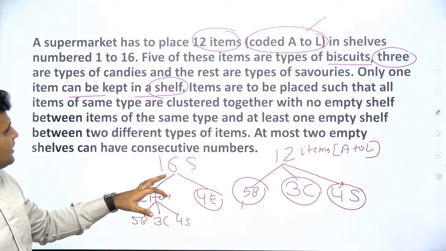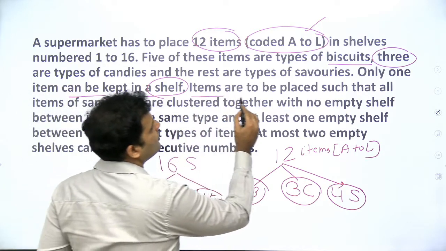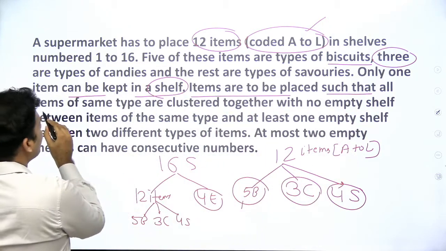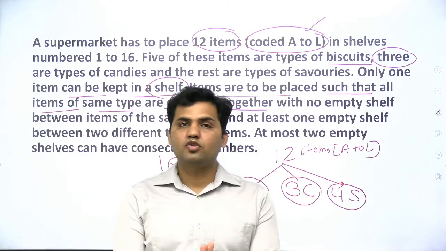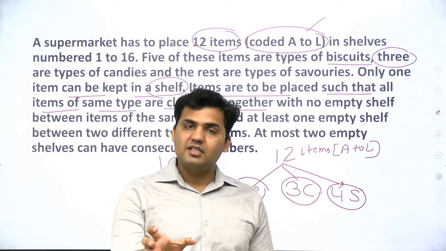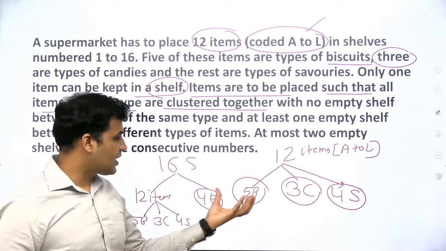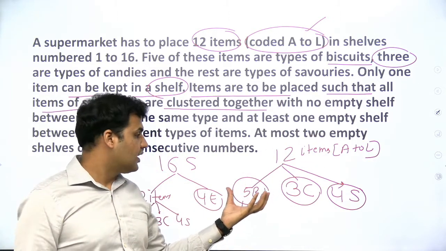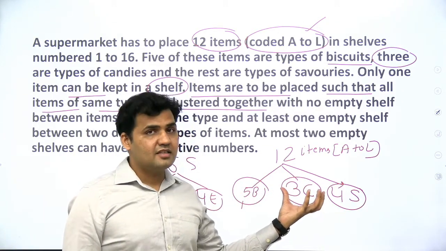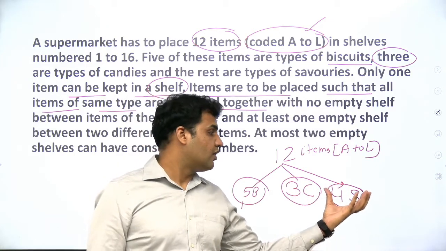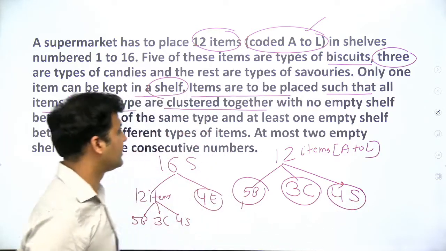Okay, moving ahead to the next information, it says items are to be placed such that all items of the same type are clustered together. So the items of the same type are supposed to be clustered together, meaning all biscuits have to be placed in one complete cluster. That means there will be a cluster of 5 shelves containing all 5 biscuits. There will be a cluster of candies containing 3 candies. There will be a cluster of shelves for savories also, where all savories are clustered together.